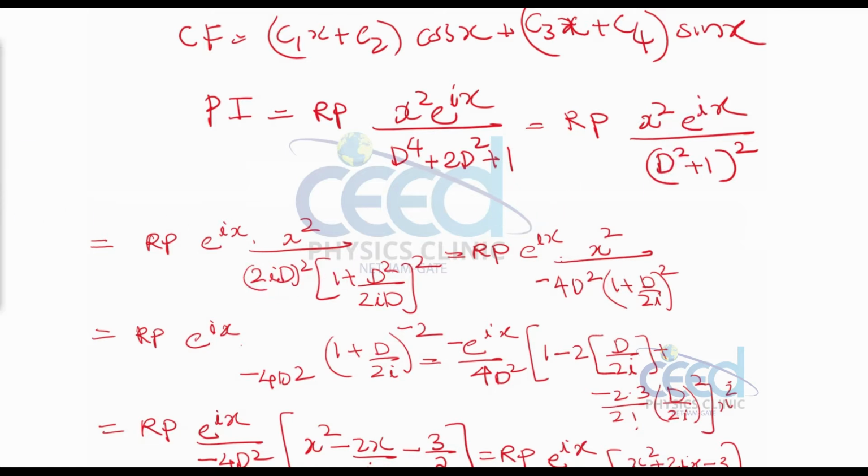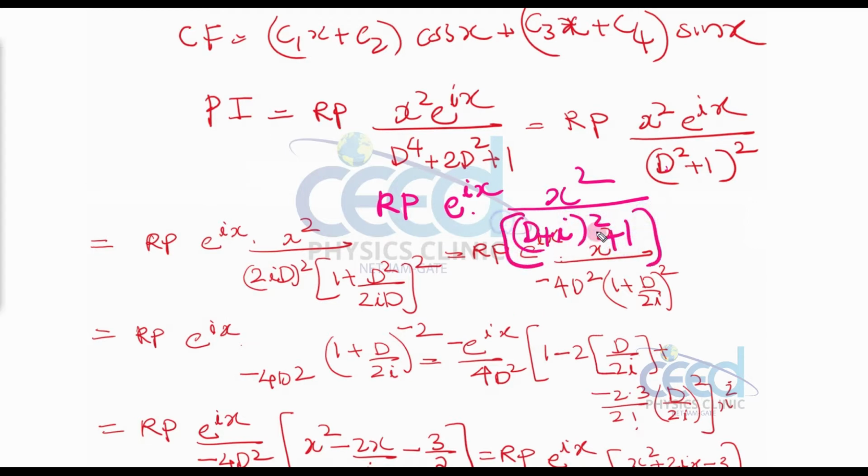So the step is not given here, so let me solve this. If you take this e raised to ix out, then you have to add the coefficient of this x with this d. Here I am keeping the real part, and I have taken e raised to ix out. Here we have x square only, but at that time this becomes d plus i. We have to add this coefficient with the d term: d plus i the whole square plus 1 the whole square, right? So this is all about this.